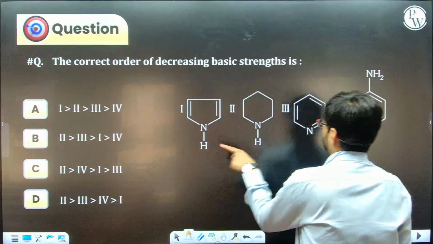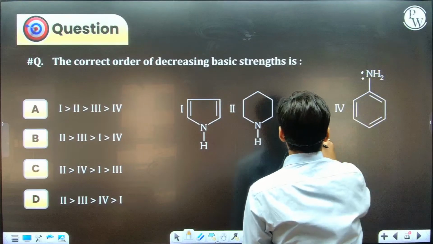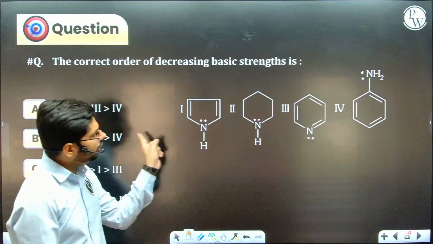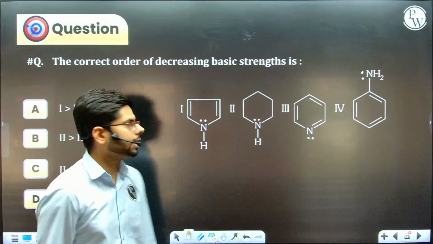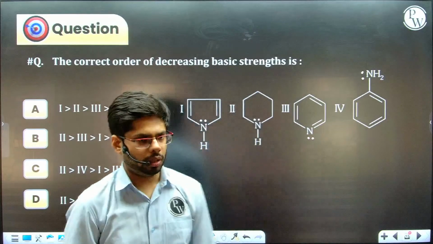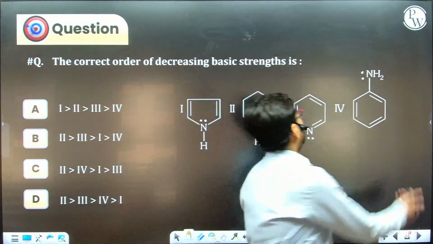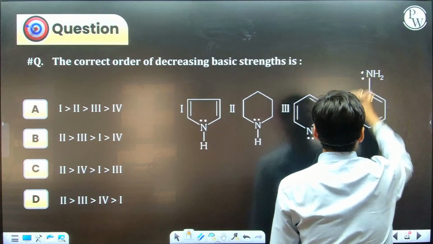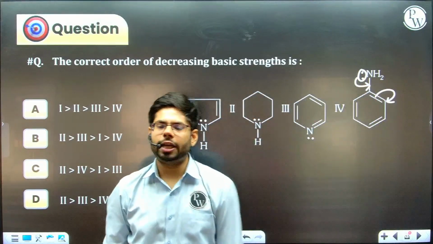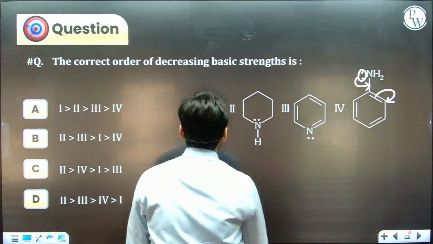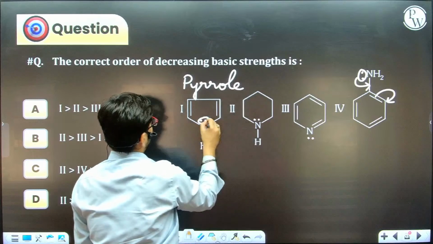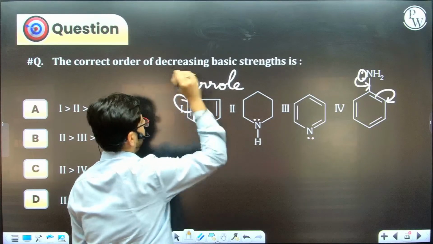So let's see these four species. All these are bases, right? All these are bases, and every base has a nitrogen atom which is acting as a donor. Now see, these all are neutral. Okay, let's look at the fourth one. This is aniline, very common in organic. Clearly it is visible that the lone pair of nitrogen in aniline is involved in resonance. This is pyrrole. In pyrrole again, if you see, the lone pair of nitrogen is involved in resonance.